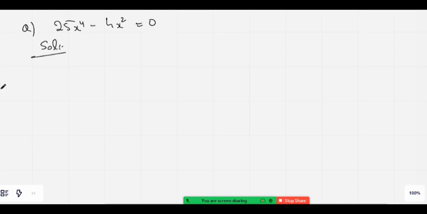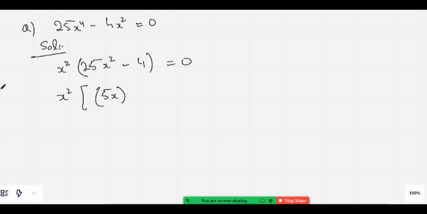You can see in both these terms x square is coming common. So you see it's a degree 4 equation. Of course you're having 4 factors over here as well. So once when you take out your x square, I'm having 25x square minus 4 left inside. Yeah. So x square. Now you see inside the bracket, both these terms inside the bracket are in a perfect square form. So just write it down like this.